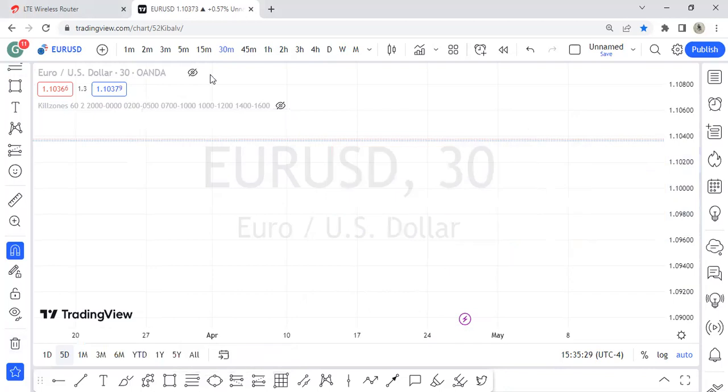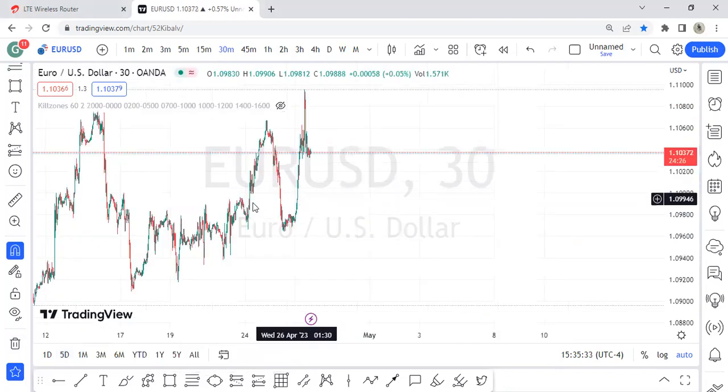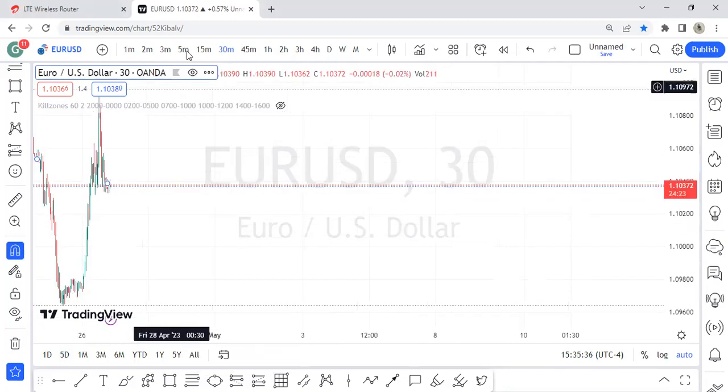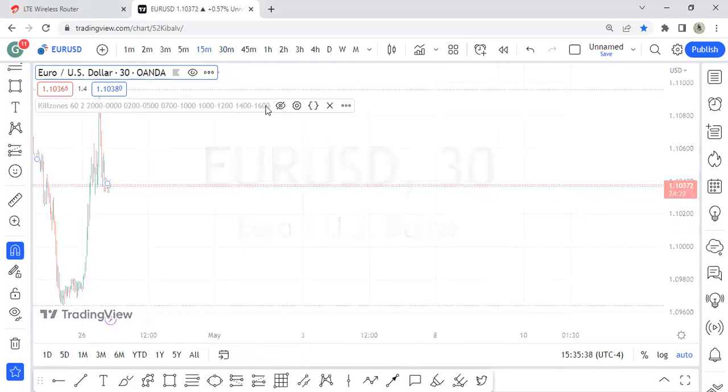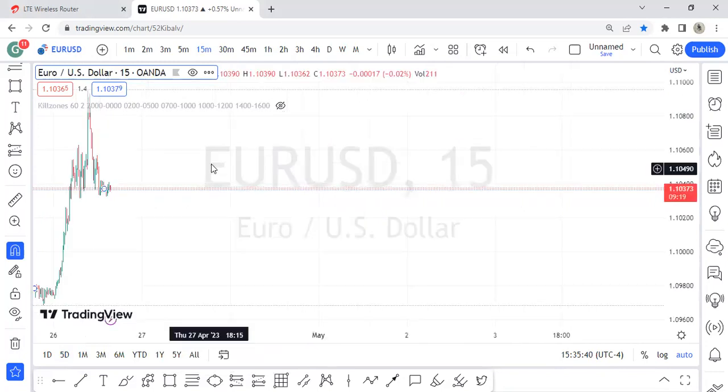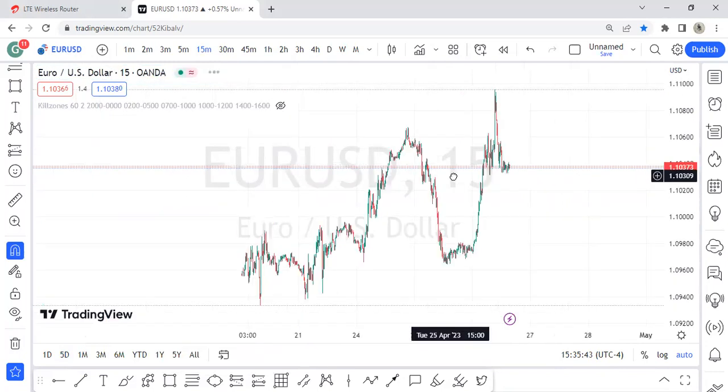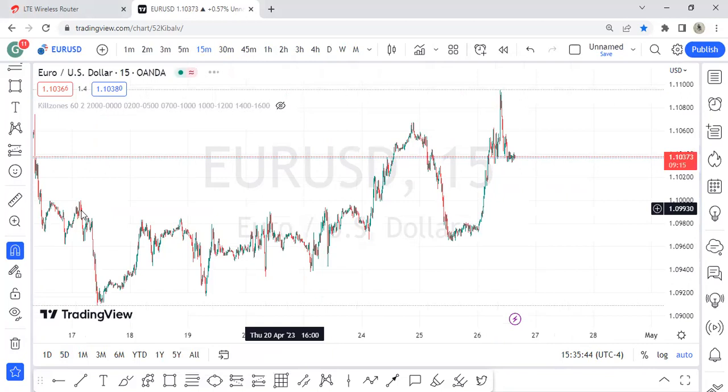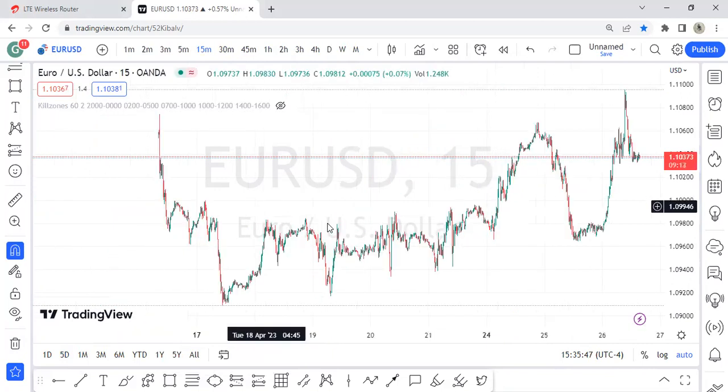Now we are in the euro dollar. Euro has been poised to go up for a long time. So we're going to be using the 15 minutes time frame so that we can get a very good hang of it. So we're going to look out for, let us go back in time. So EU has been poised to go higher for quite a while.